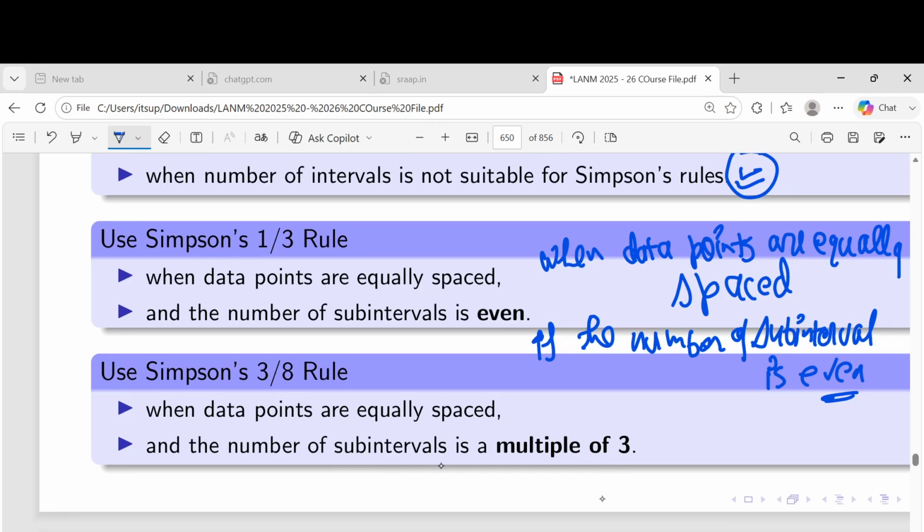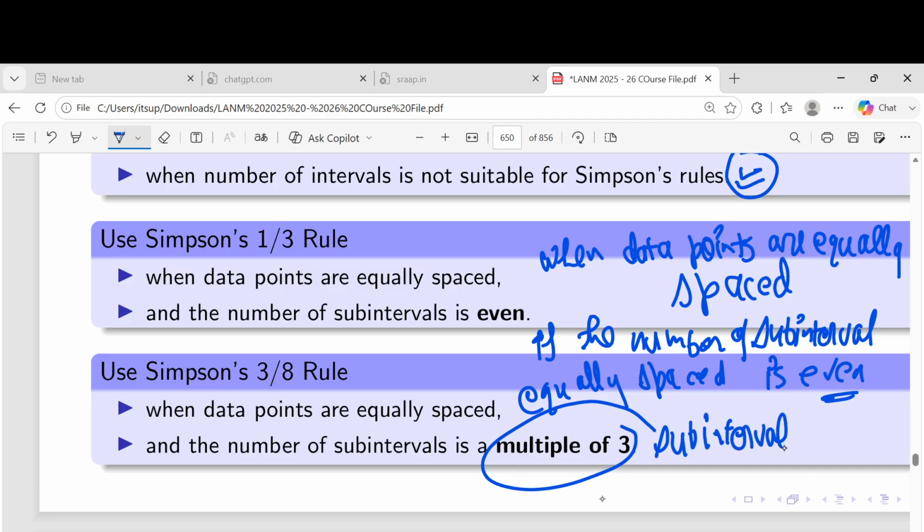Simpson 3/8 rule is used when data points are equally spaced and when the number of subintervals is a multiple of 3.